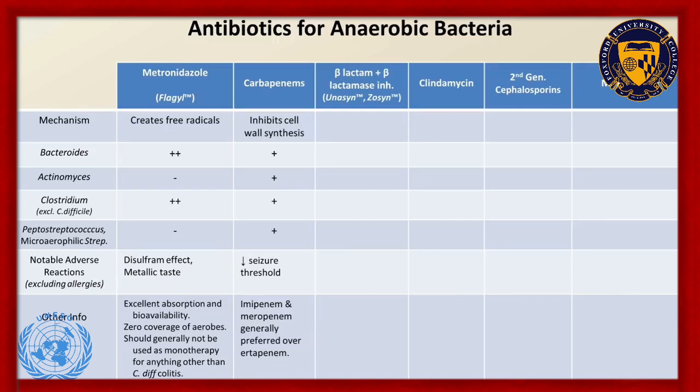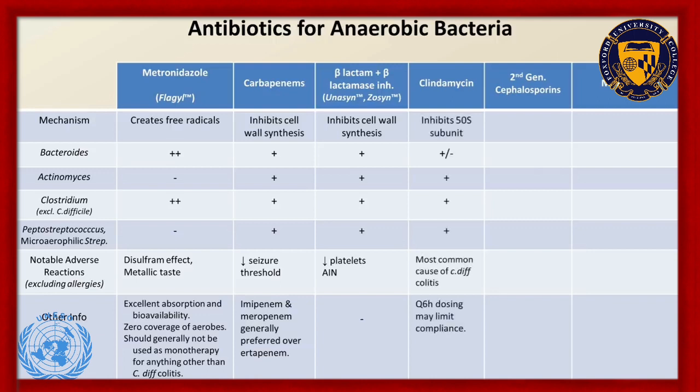Combinations of a beta-lactam and beta-lactamase inhibitor, as with Unasyn and Zosyn, also inhibit cell wall synthesis and are also active against just about all anaerobes. They are associated with a relatively large number of minor side effects, but some notable ones are thrombocytopenia and acute interstitial nephritis, which can rarely cause kidney failure.